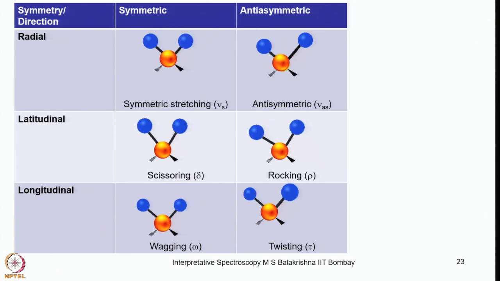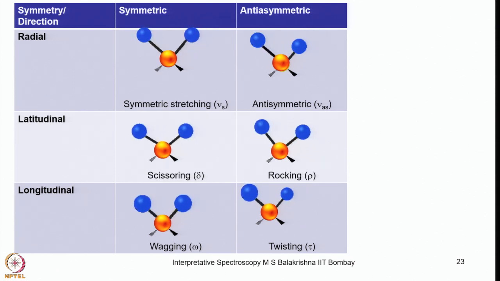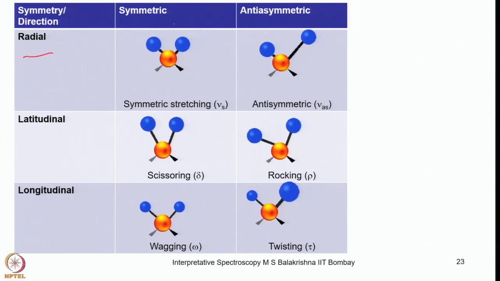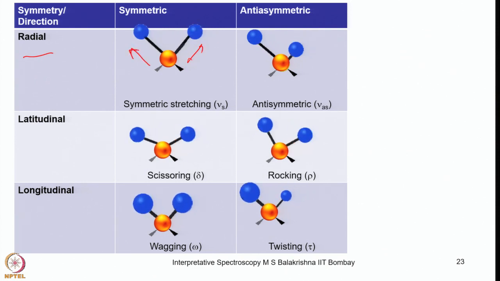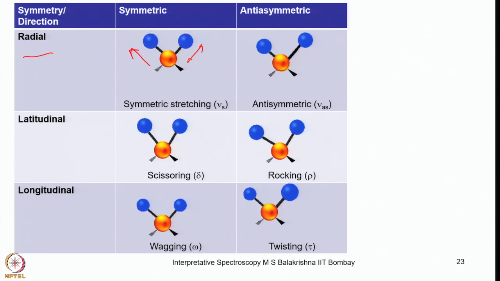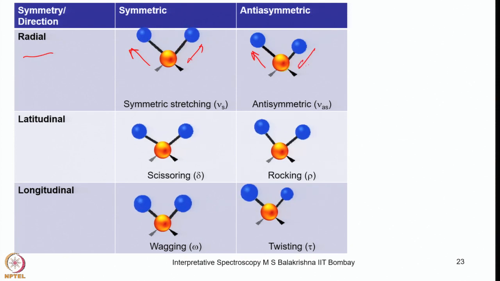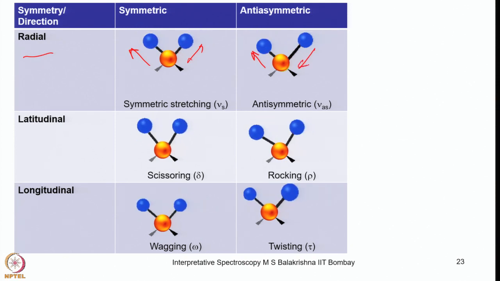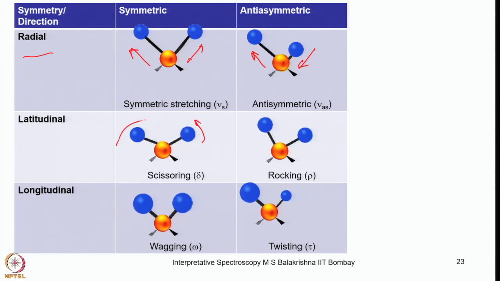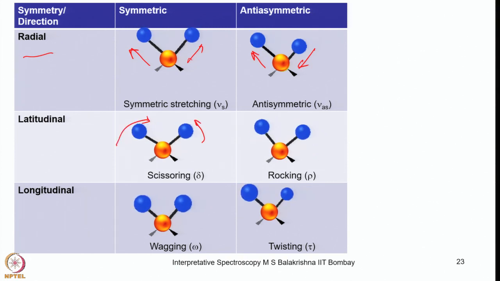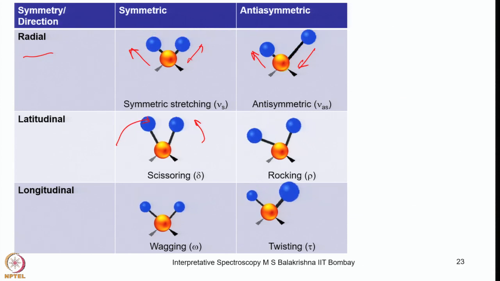To make you familiar with what symmetric stretching is and how it looks, I have put these cartoons here. In symmetric stretching, you can see it is moving in this direction. And then antisymmetric, you can understand very nicely: simultaneous moving, one is coming in, one is going out, whereas in symmetric, both are projecting out. And then scissoring, you can clearly see the direction. This is scissoring, and this is rocking, moving in the same direction.